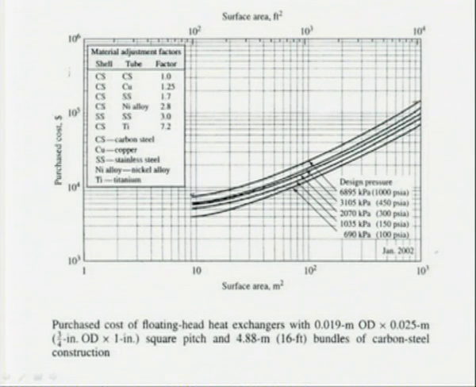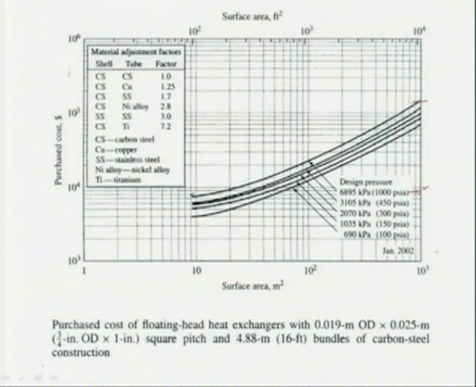So, this is the purchase cost. Now, another factor is the design pressure. Our reaction occurs at 5000 kilopascal, so we have to choose a design pressure higher than that. We choose 6895 kilopascal, and for that design pressure and 900 meter square area, we get the purchase cost as approximately $105,000. But remember, these are for 1 inch diameter and 16 feet bundle of tubes of carbon steel construction.